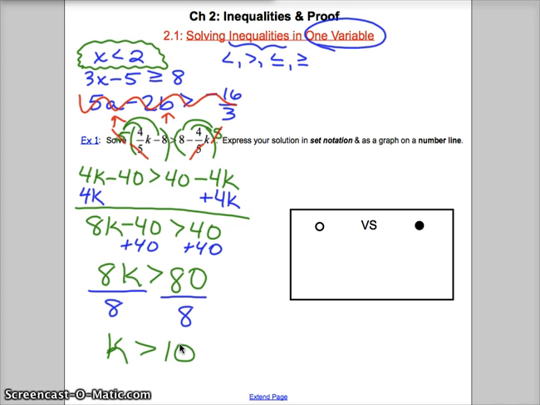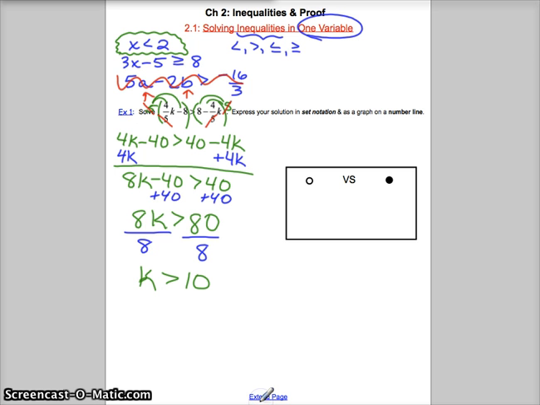The directions say express in set notation and as a graph on the number line. I believe that any number greater than 10 should satisfy the original. Here is 0, here is 10, and any number greater than 10. I'm not going to fill the circle in because I know that I don't want to include 10 as a solution. Anything greater than that should make the original inequality true.